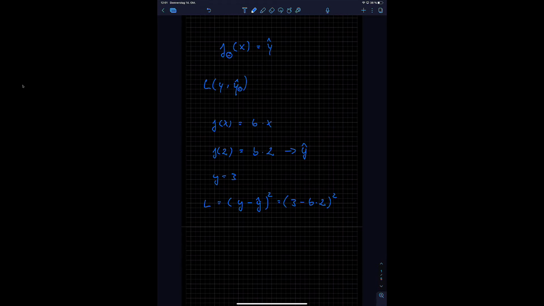And now the gradient here is actually only the partial derivative with respect to the parameters in the model. And here we have only one parameter, so it is just the partial derivative of the loss function with respect to the parameter. And by doing basic mathematical calculus, we will find out that this is 3 minus b times 2, and now we have to use the chain rule, and this is how we end up with this partial derivative.